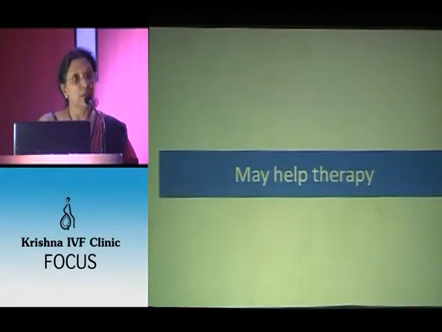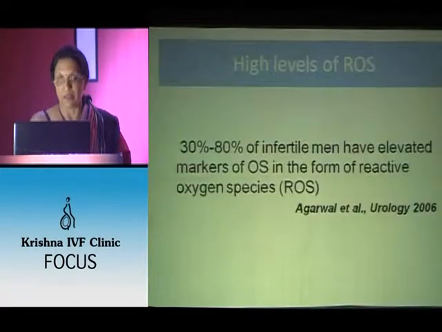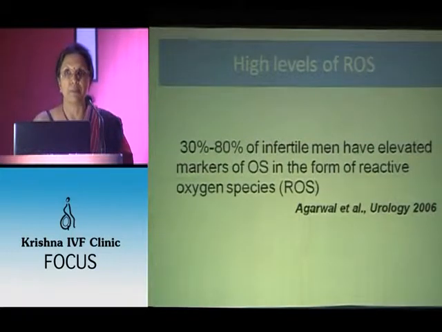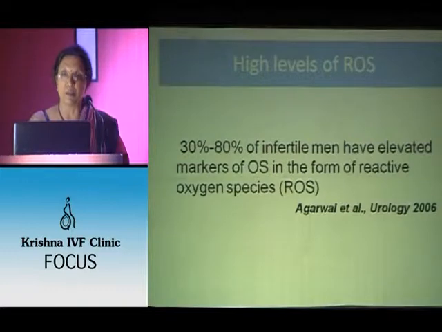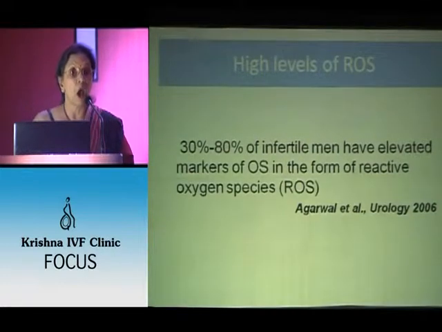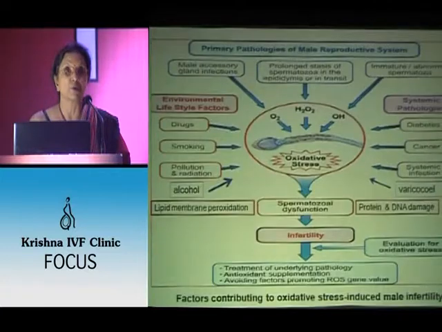Now we come to the third group, the may help therapy. Now what is this may help therapy? Might help, might not help. First thing is, we've already heard about the reactive oxygen species. 30 to 80% of infertile men have elevated markers of oxidative stress in the form of reactive oxygen species. Now this is how much ROS could be present in a subfertile male.